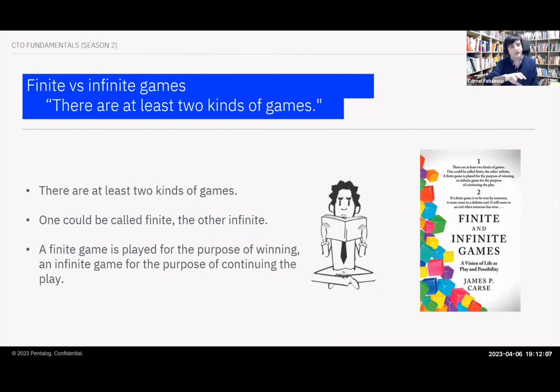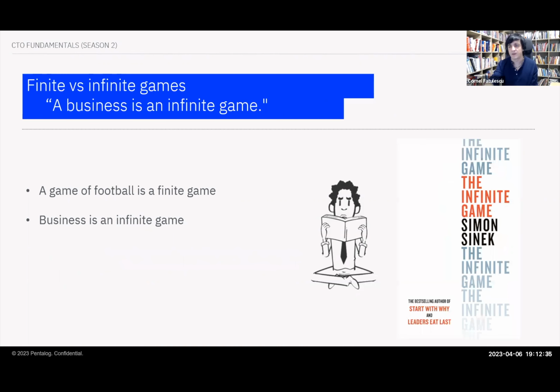And Bob, with this in mind, he studies. He gets a recommendation from his coach: Finite and Infinite Games from James P. Carse. And the author says there are two kinds of games. Ones that are finite and others that are infinite. A finite game is played for the purpose of winning. An infinite game for the purpose of continuing the play.